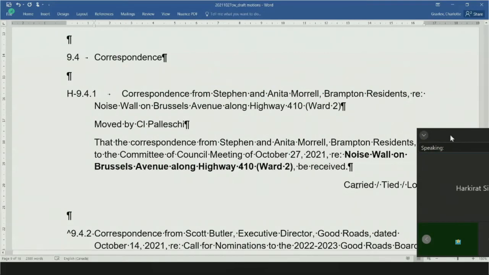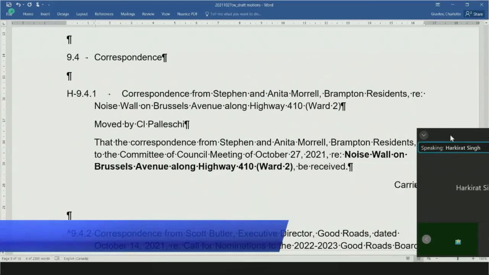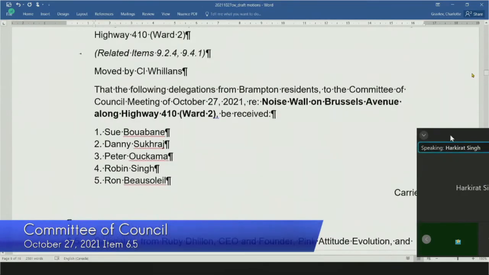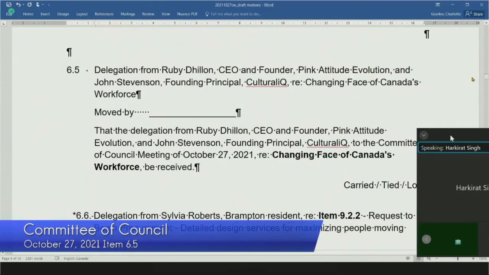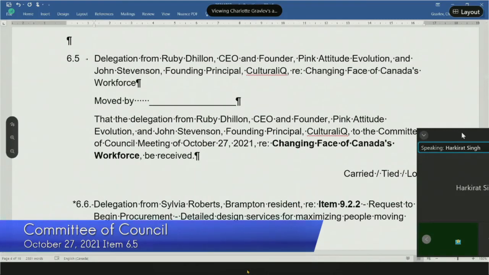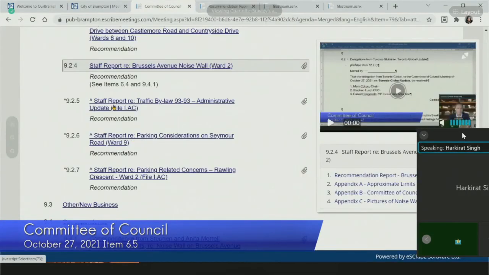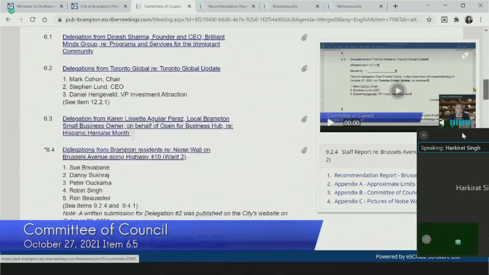Moving on to 6.5 is a delegation from Ruby Dillon, CEO and founder of Pink Attitude Evolution, and John Stevenson, founding principal of Culture IQ, Changing Faces of Canada's Workforce. Welcome, Ruby and John. You have 5 minutes for your delegation.